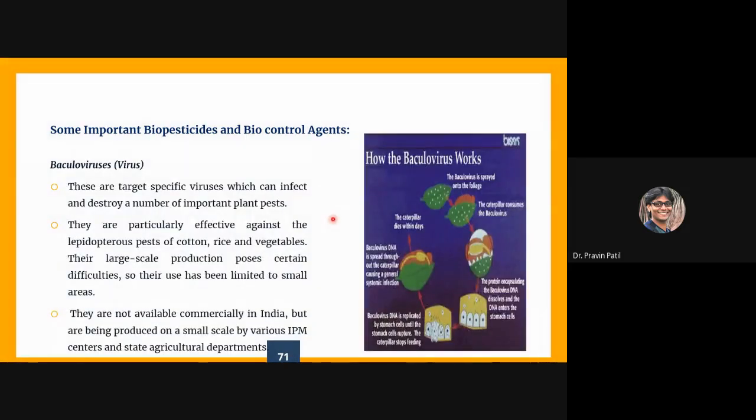There is another type which is known as baculovirus. We all know what viruses do. They literally kill the host cell. Most of the time there are lysogenic and lytic cycles. I will not go into that, but they are very lethal. They are brutal. They kill the host cell. So baculoviruses are target-specific viruses which can infect and destroy a number of important plant pests. These viruses can be spread on the pest, and when they gain entry into the pest's body, eventually that harmful pest will die in the process.